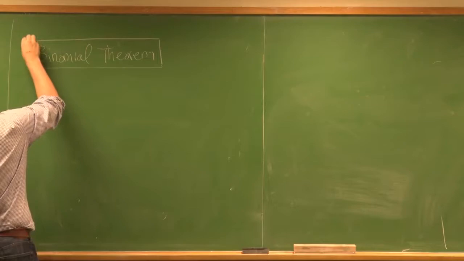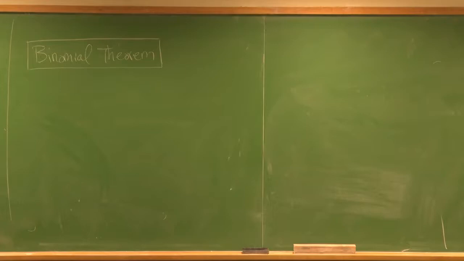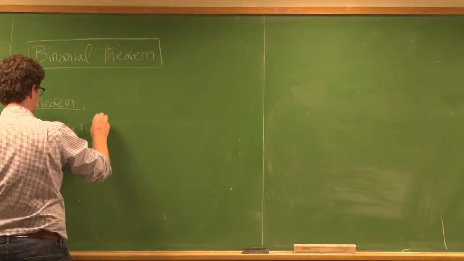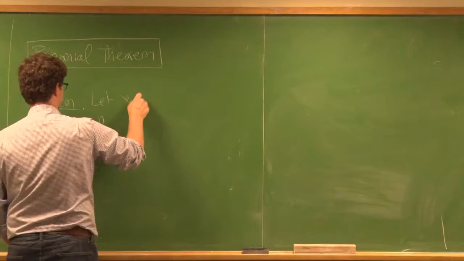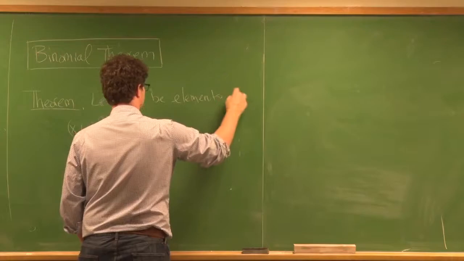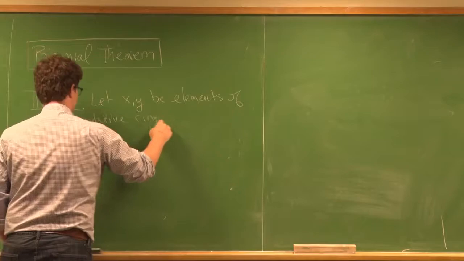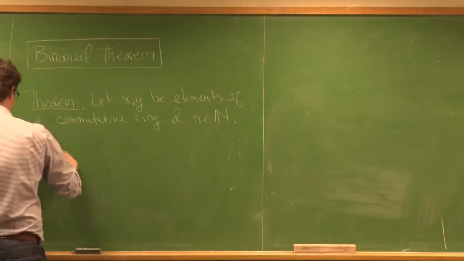So this is one of the examples that I was going to do more on summation stuff. And so this is the following theorem. I guess it works in any commutative ring. So x plus y to the n, where x and y are elements of a commutative ring, and n is a natural number.